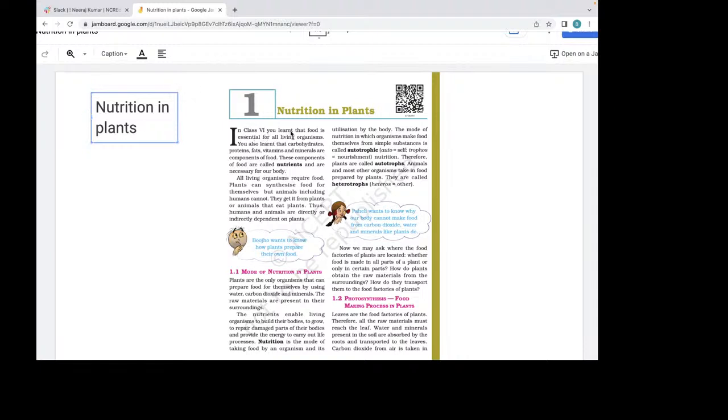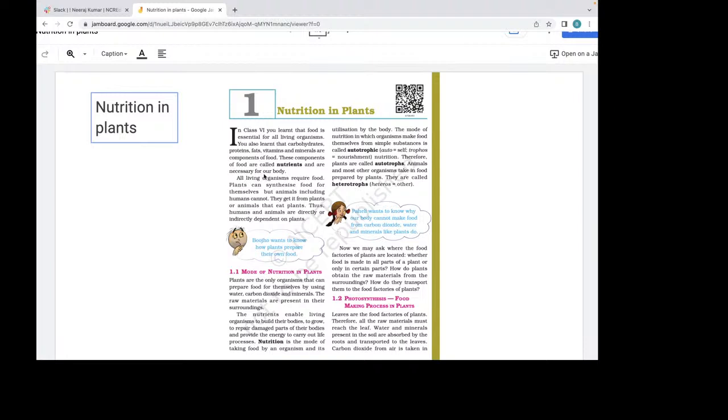In class 6 you learned that food is essential for all living organisms. You also learned that carbohydrates, proteins, fats, vitamins and minerals are components of food. These components of food are called nutrients and are necessary for our body.